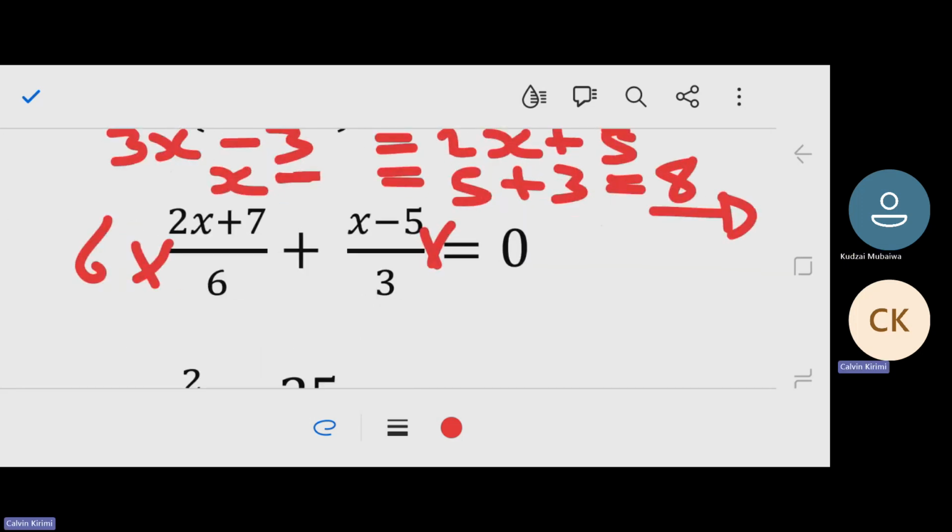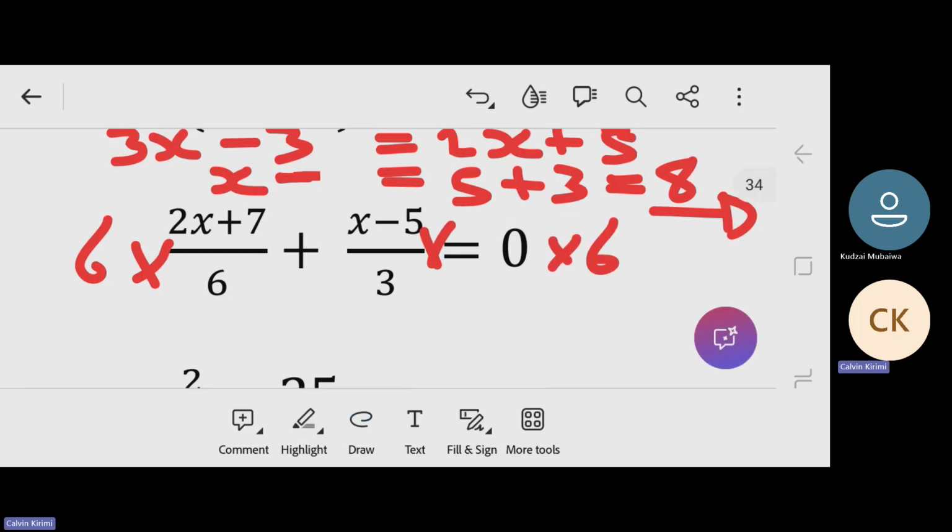Each fraction times 6. What do you get? Then you solve it now. I have given you a hint: multiply each fraction by 6. I got 6 as the lowest common multiple of both of them. Yes. So solve now.